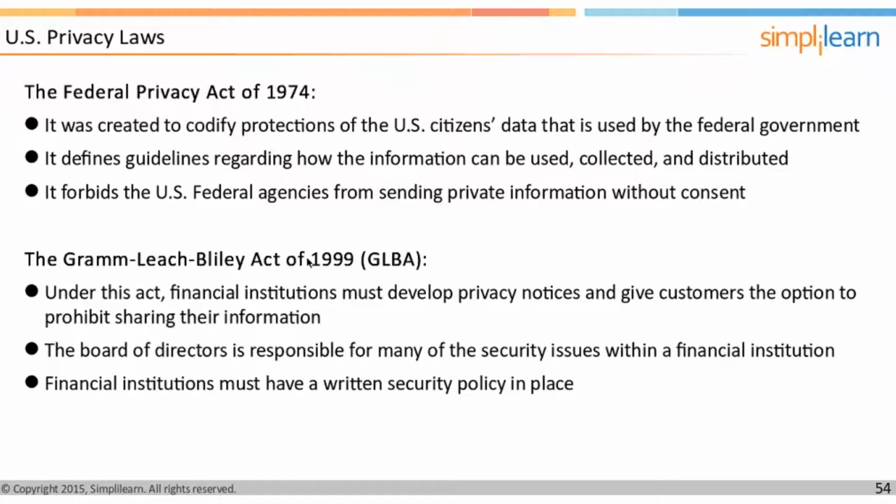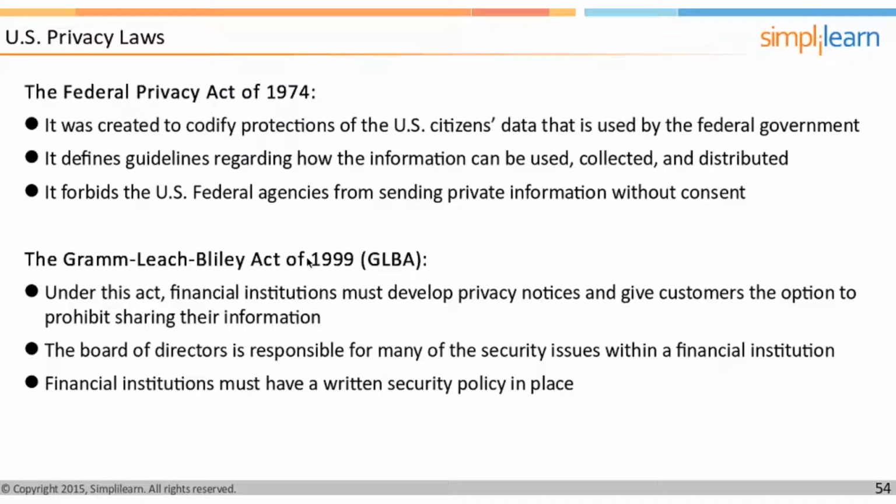In the U.S., these are very U.S. specific laws we're going to talk about, which also means that we're not going to go into the details of it. We just need to understand what it is, and that's all. We have the Federal Privacy Act of 1974. This is one of the earliest privacy acts to protect information about U.S. citizens. It defines how the information of U.S. citizens can be used, collected, and distributed by the federal government. So it has certain restrictions in place.